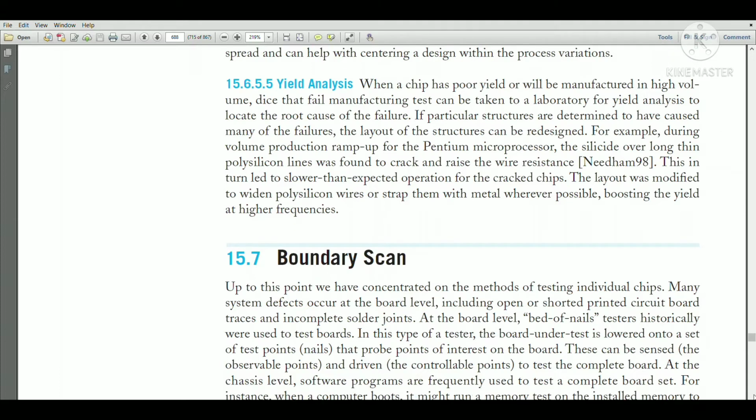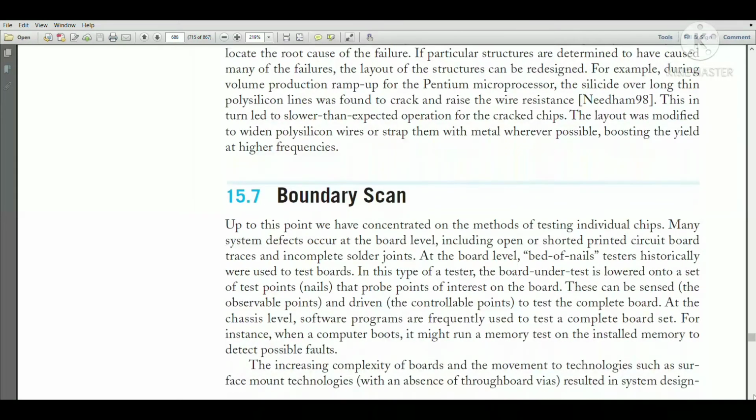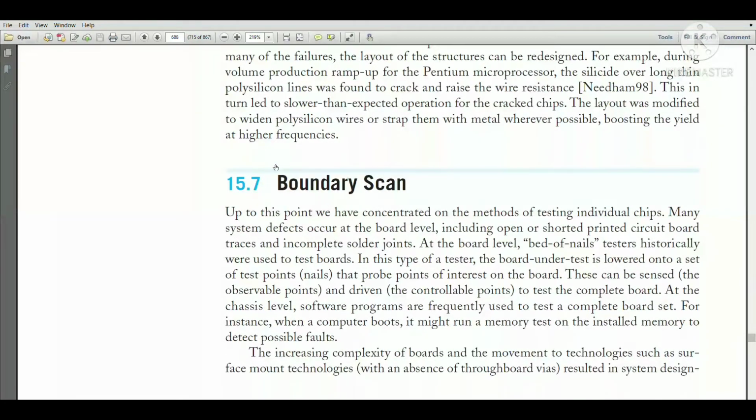We also discuss boundary scan in today's topic. Up to this point, we have concentrated on the methods of testing individual chips. So all the methods that we discussed are for individual chips. Many system defects occur at the board level, at the PCB level, at the motherboard level, including open or shorted printed circuit board traces and incomplete solder joints. You know, there may be faults.